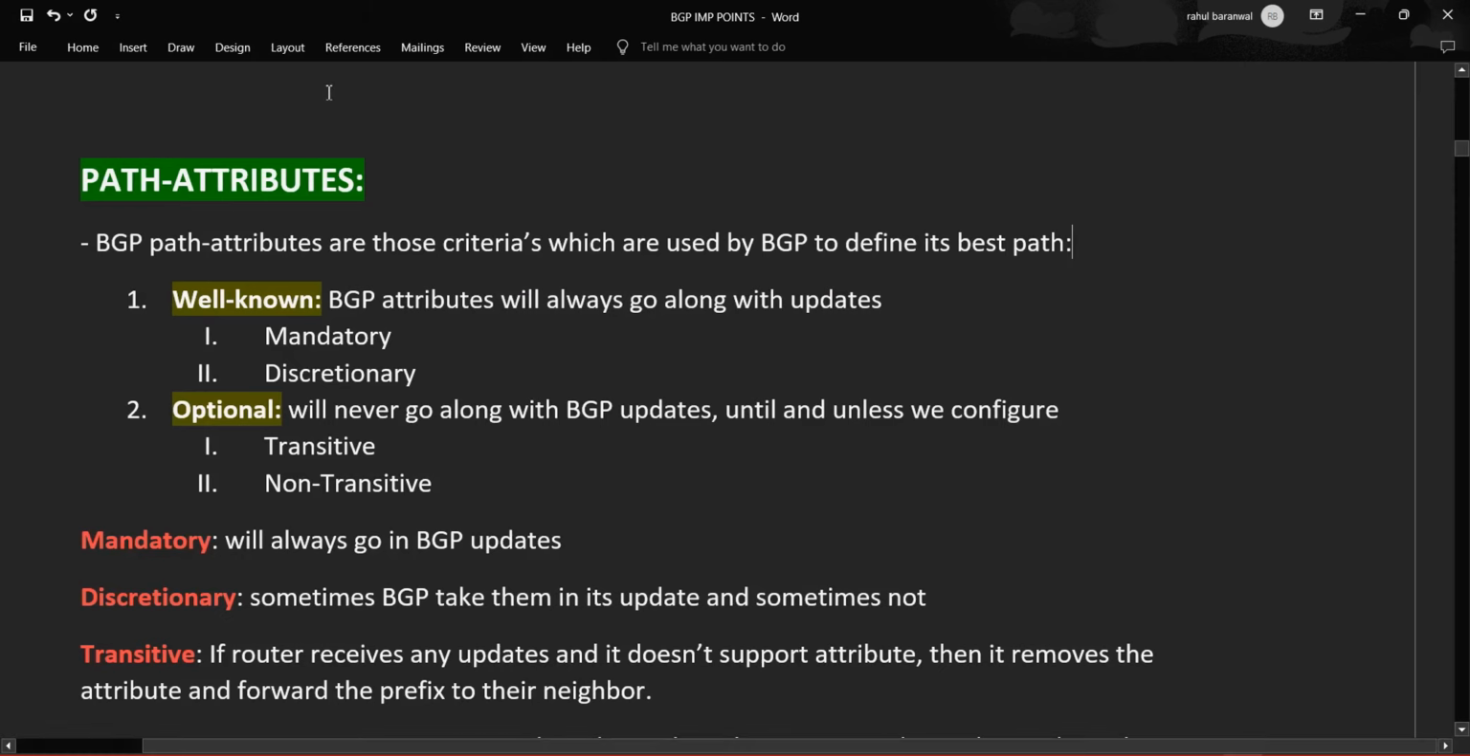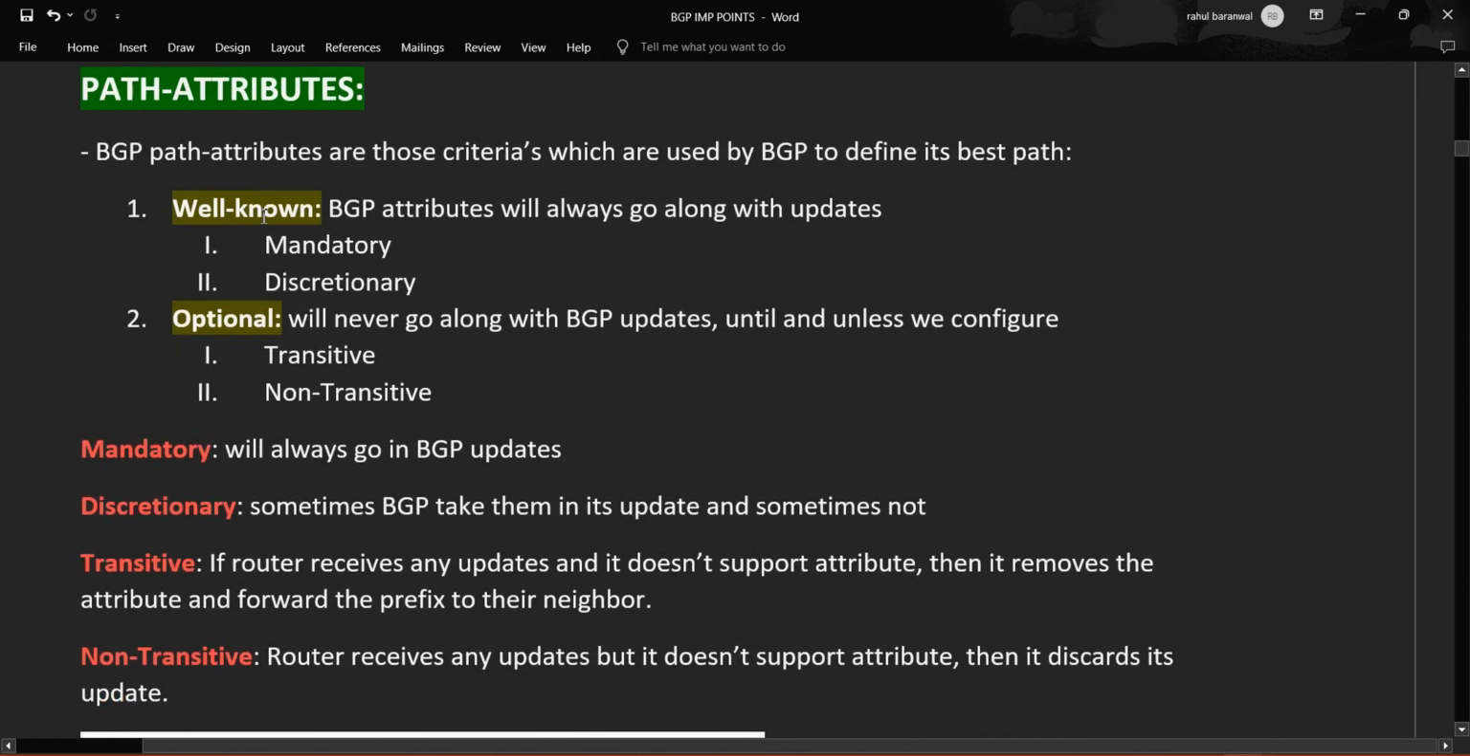Here, path attributes are divided into two categories. The first one is well-known, and the second one is optional. Well-known, as the name suggests, means these BGP attributes will always go along with BGP updates. Optional attributes will never go along with BGP updates unless we configure them. Well-known attributes are divided further into two categories: first mandatory and second discretionary. Optional attributes are also divided into two categories: first transitive and second non-transitive.